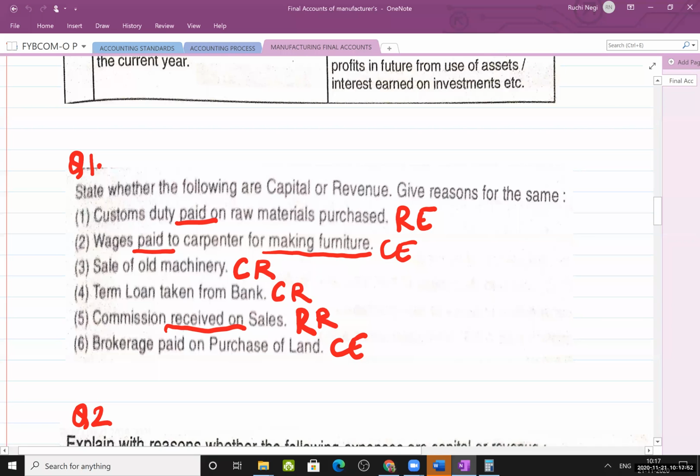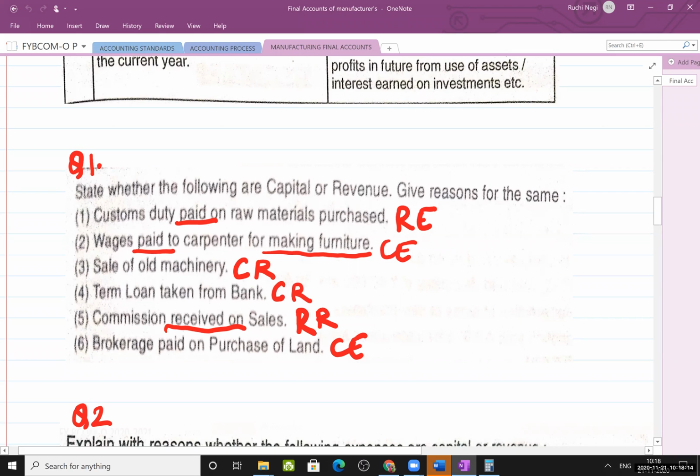The next one, wages paid to carpenter for making furniture. Now here, making furniture. Furniture making is what? Building of an asset, making of an asset. So you paid wages to whom? To the carpenter for making furniture. So obviously it will increase the cost of your furniture. So it's a capital expenditure.